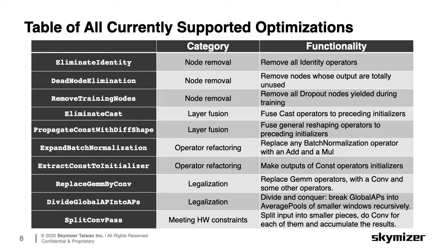The above are just a few of the optimizations we have. In the open source ONIC project, we currently support 10 optimizations in total. This slide is the list of all of them. Feel free to add more according to your needs.